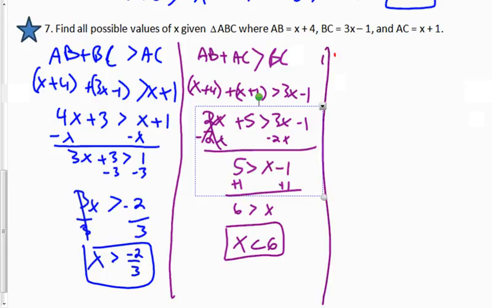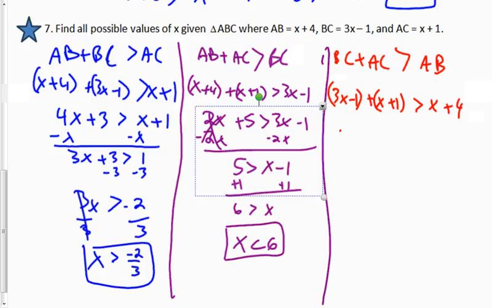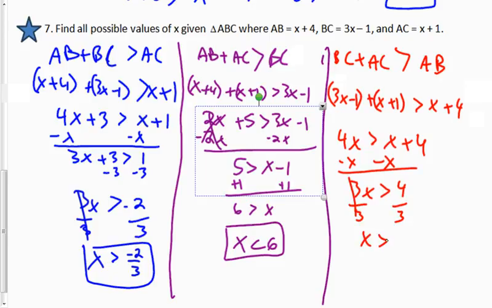All right, we got one more condition though. We should also say that BC plus AC has to be greater than AB. Remember, the sum of any two sides has to be larger than the third side. So here we have 3x minus 1 plus x plus 1 has to be greater than x plus 4. I have 4x over here, plus 0. It'll be greater than x plus 4. We'll subtract x from both sides. 3x is greater than 4, divided by 3, divided by 3. x is greater than 4/3. So there's our three conditions.